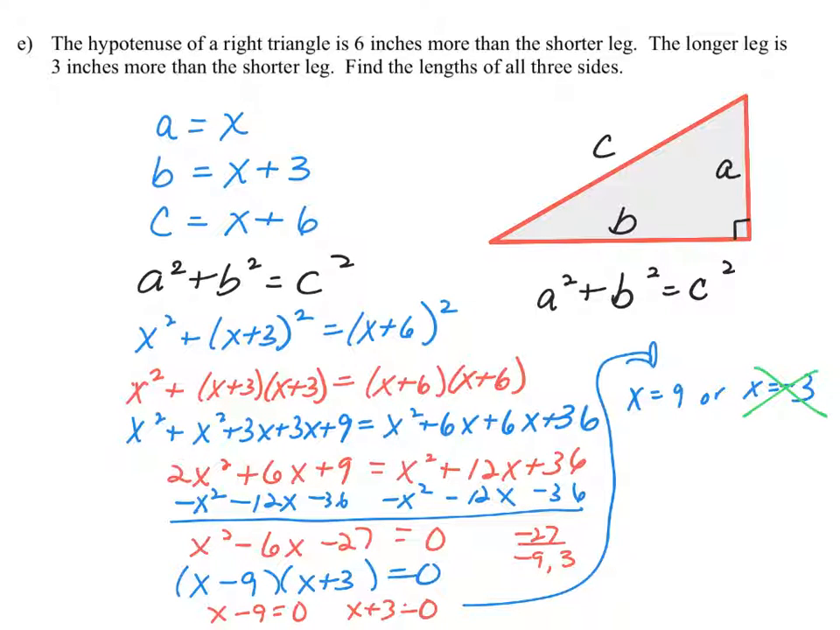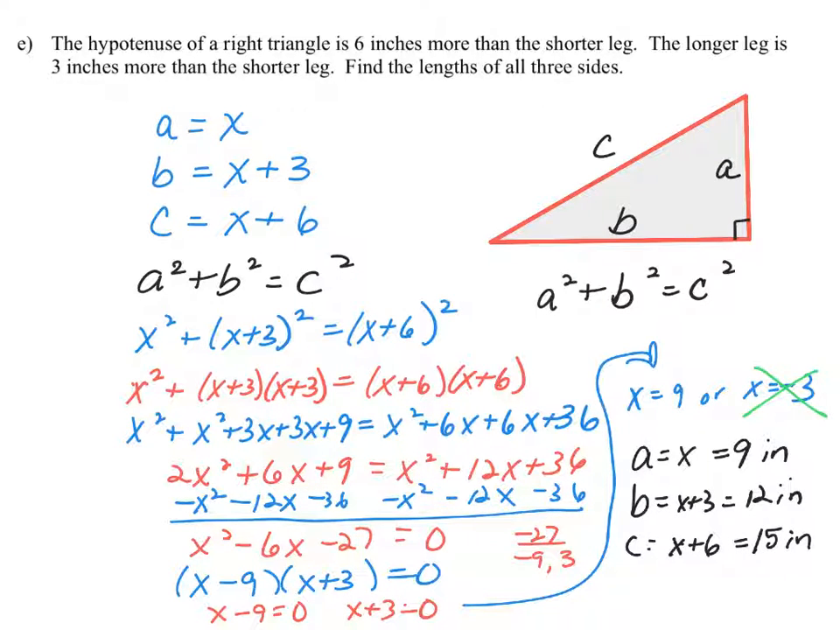So let's go ahead and find the length of each of the sides of the right triangle, where length A is equal to x. So that means A is equal to 9. And we're talking about inches here, so x is 9 inches. B is x plus 3, so 9 plus 3 is going to give us 12 inches. And then the hypotenuse C is x plus 6, which is equal to 15 inches.